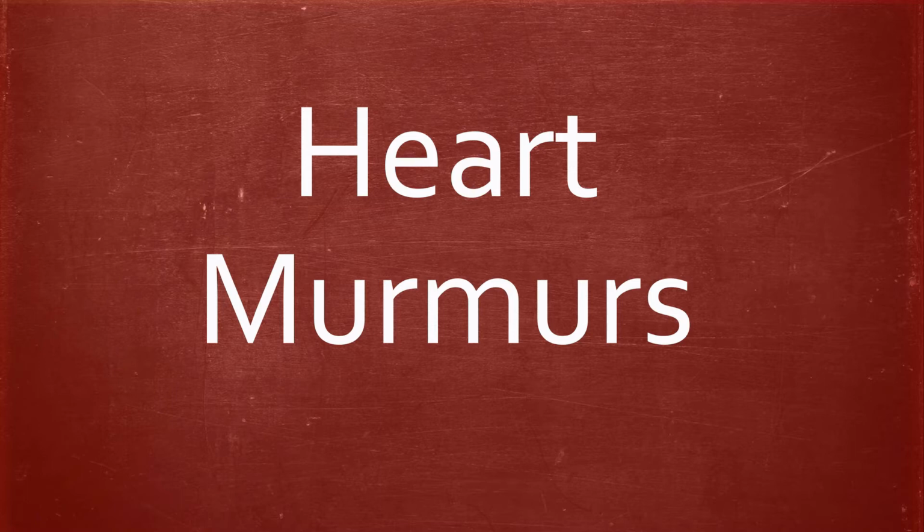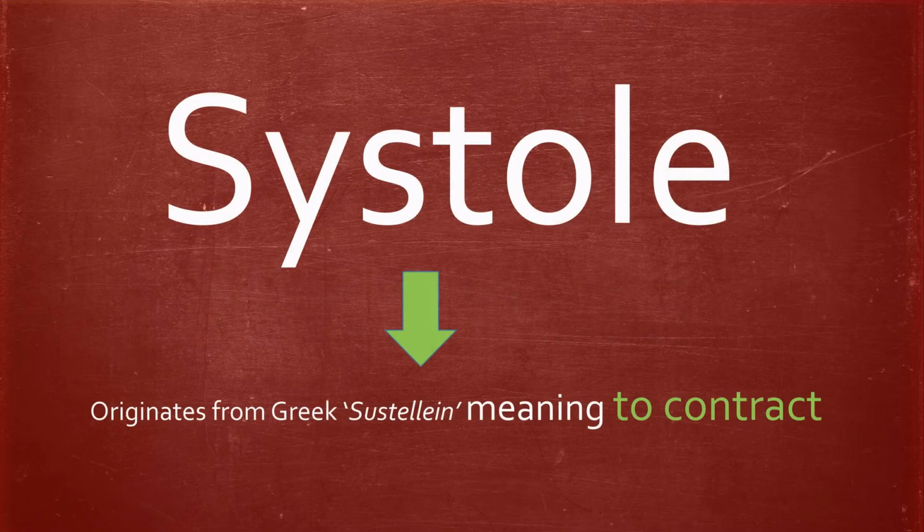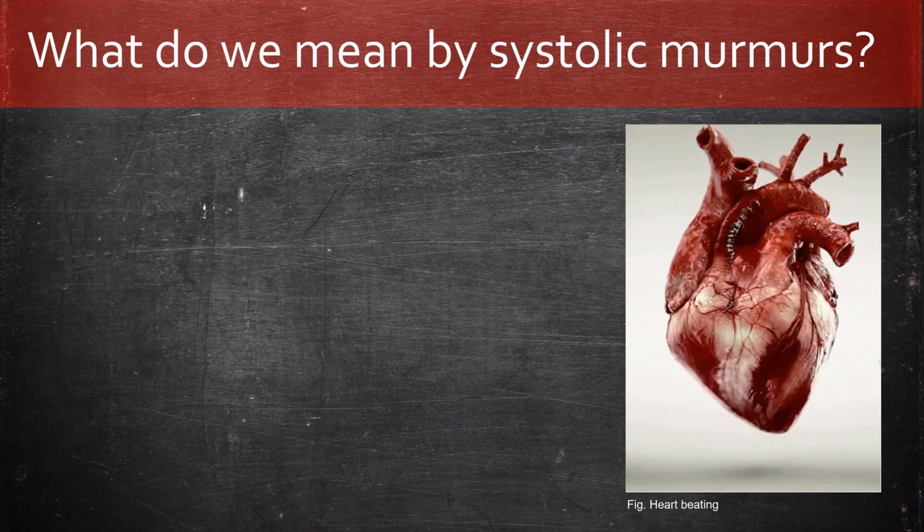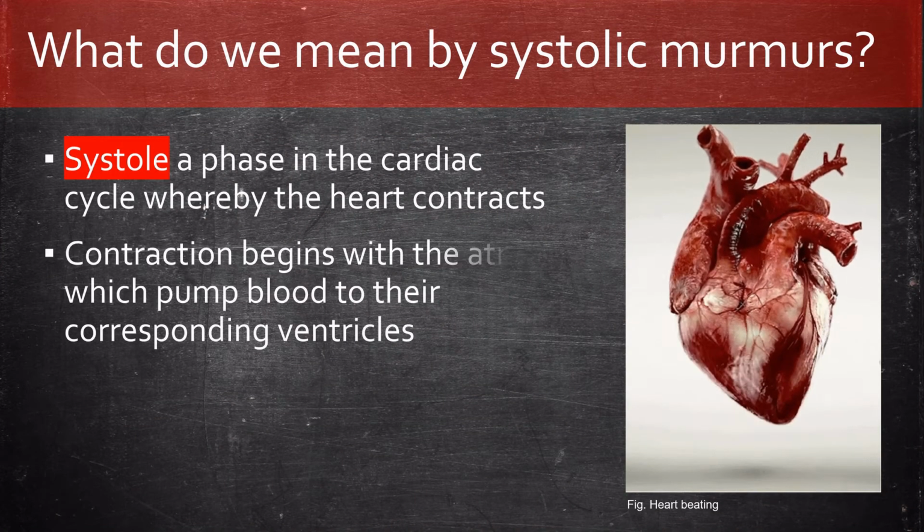Stenosis. So aortic stenosis is a systolic heart murmur, but what does this exactly mean? Well, systole is defined as the contraction phase of the cardiac cycle, originating from the Greek term systelin, meaning to contract. So contraction begins with the atria, which pump blood to the corresponding ventricles.